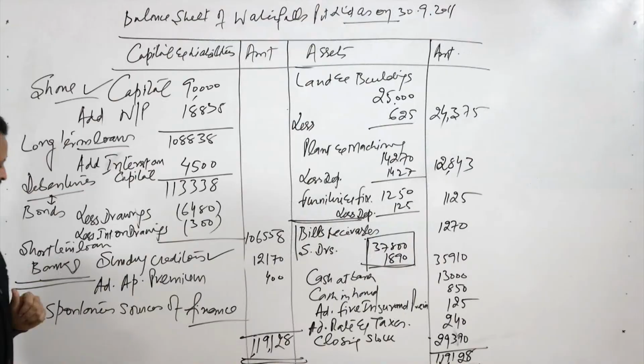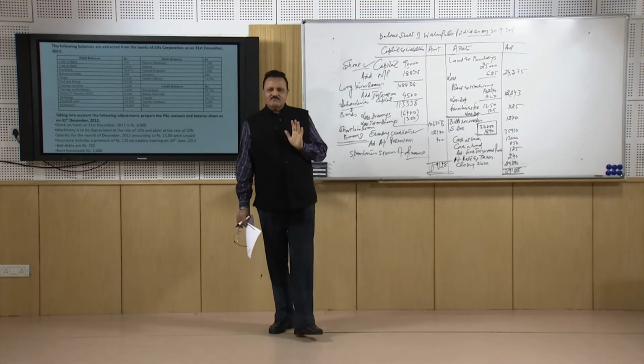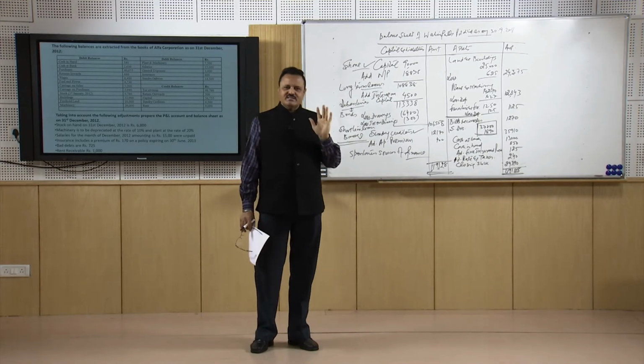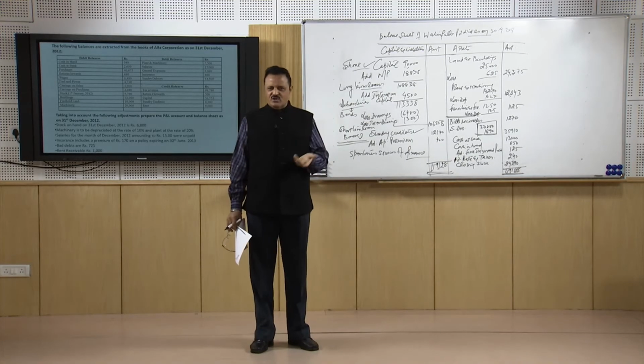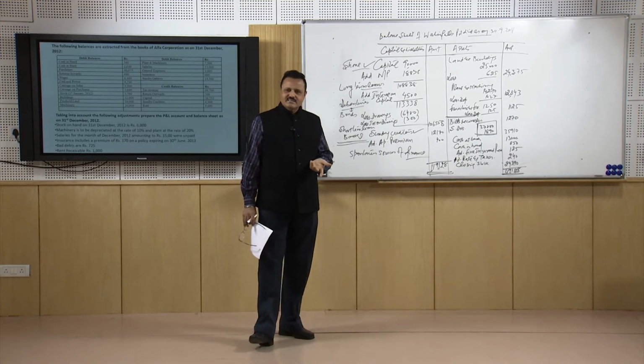So, we talk here about the spontaneous source. It means there is a regular supply. The supplier is supplying material, he is being paid on the due date, and this cycle is going on. No fresh negotiation, so it is spontaneous and self-adjusting.